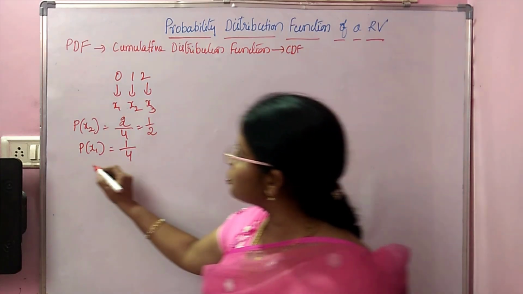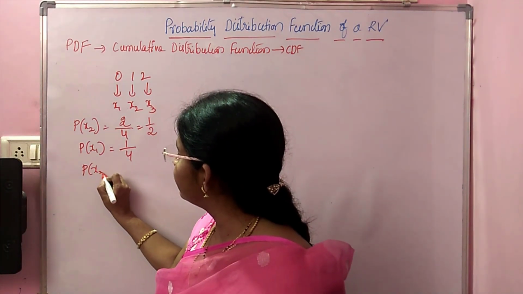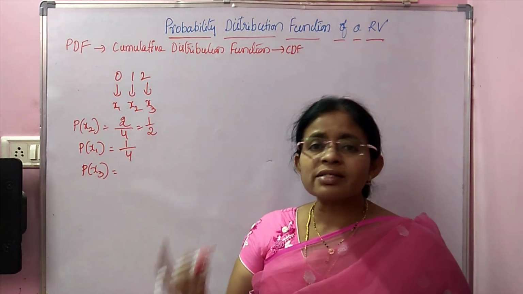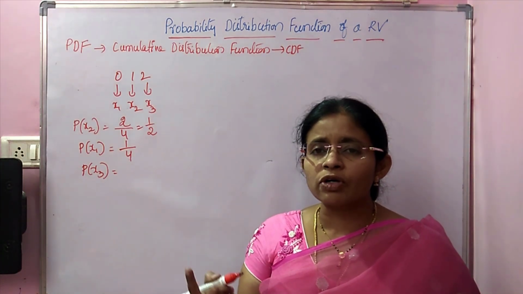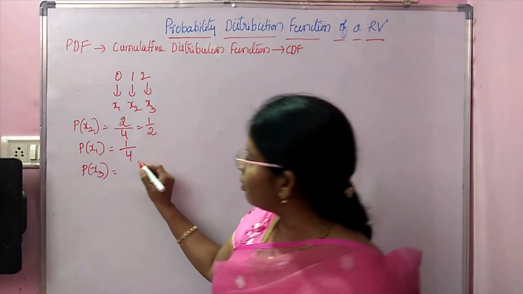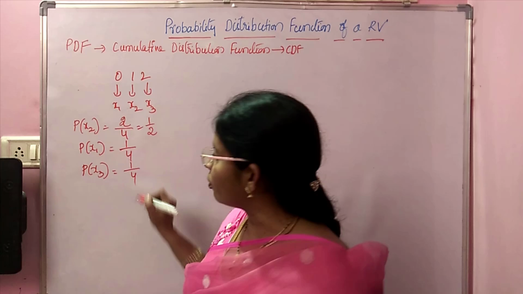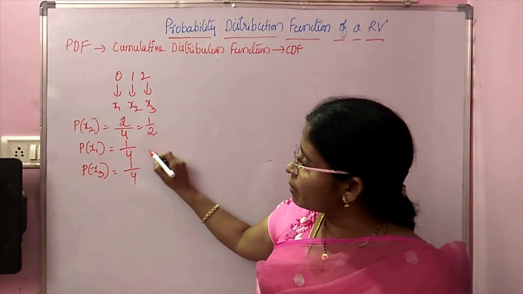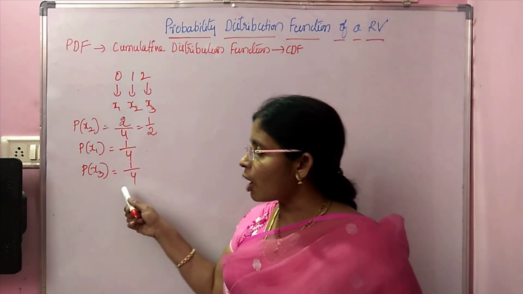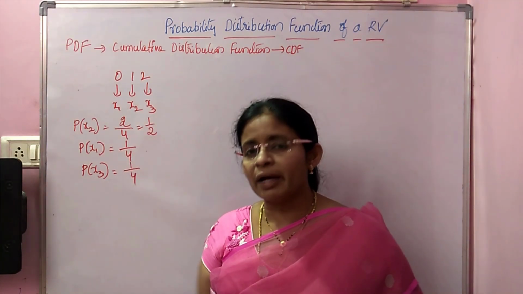Okay, what is P of x3? What is x3? Getting two heads. What is the favorable outcome? The favorable outcome is only 1. I'll get two heads for the case HH. So the probability is 1 by 4. So P of x2 is 1 by 2, x1 is 1 by 4, x3 is 1 by 4. So these are all the probabilities of the random elements.